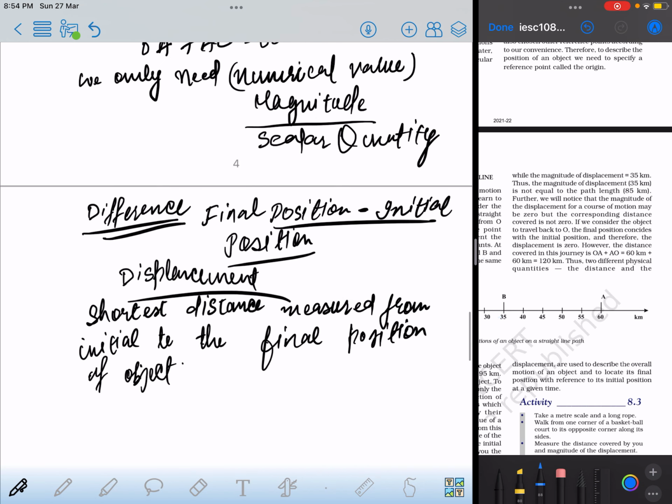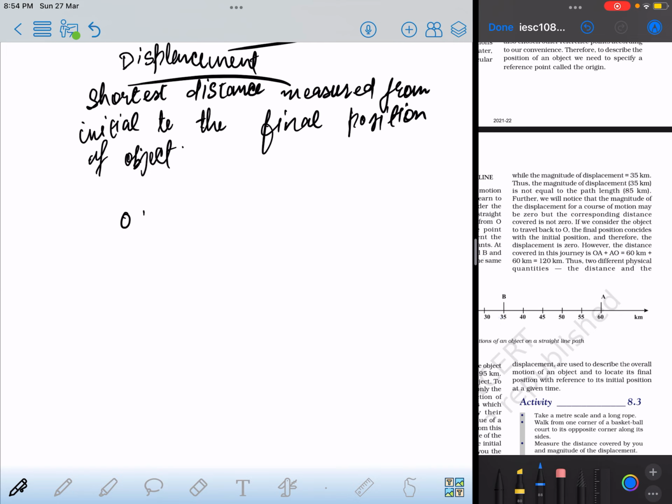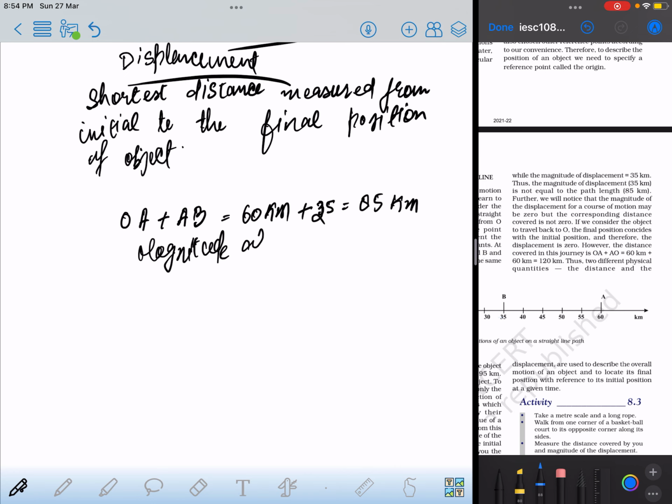What he is trying to actually say is that when a body moves from O to A plus A to B, here O to A was 60 kilometers and then A to B was 25 kilometers, and it is exactly equal to 85 kilometers. This is the magnitude of distance. Magnitude of distance is 85 kilometers.